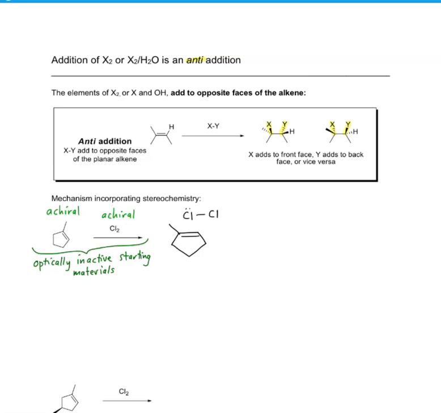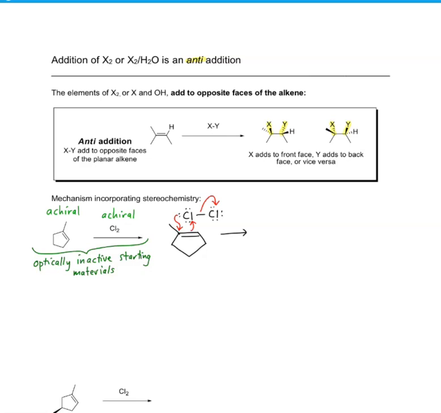So we're using chlorine as our halogen, but it could be bromine or iodine. So the alkene uses pi electrons to attack one of the chlorines. That causes the bond to break between the two chlorines. The chlorine that was attacked attacks back. Okay, so you form a chloronium ion like we saw on the previous page.